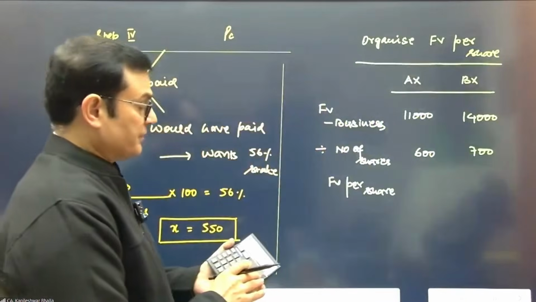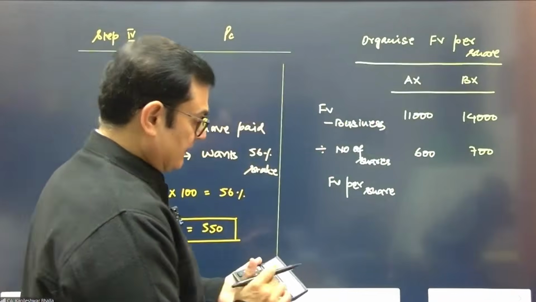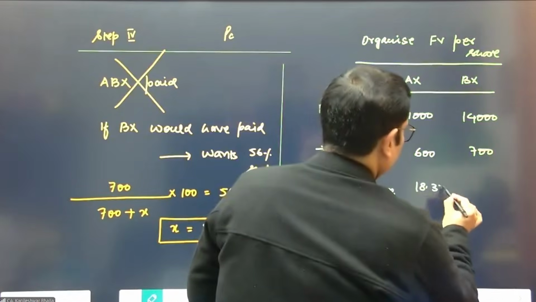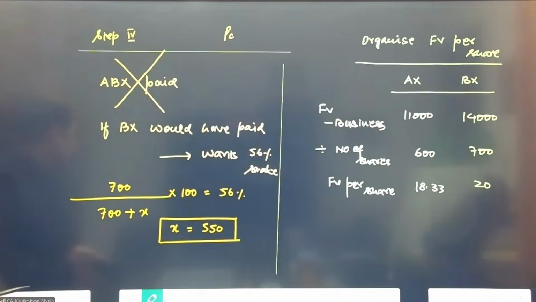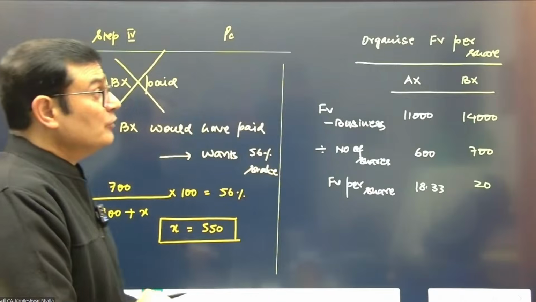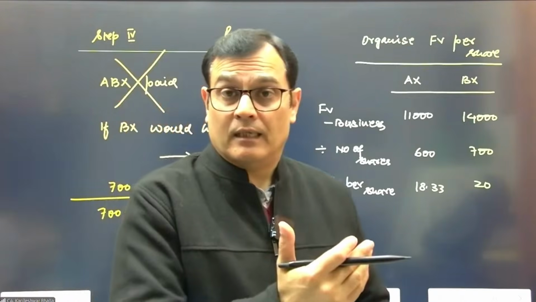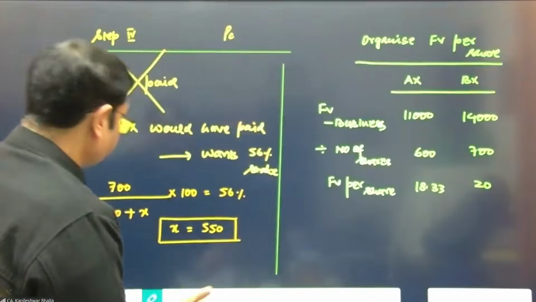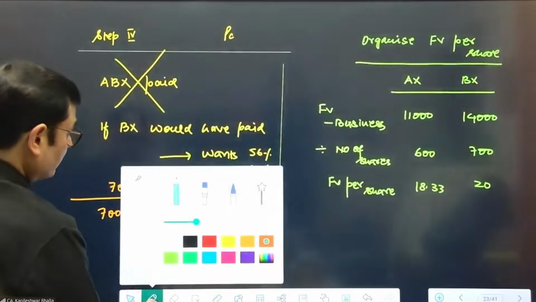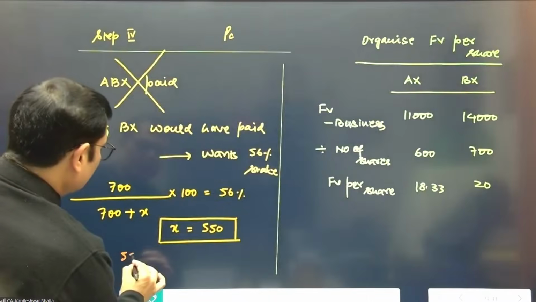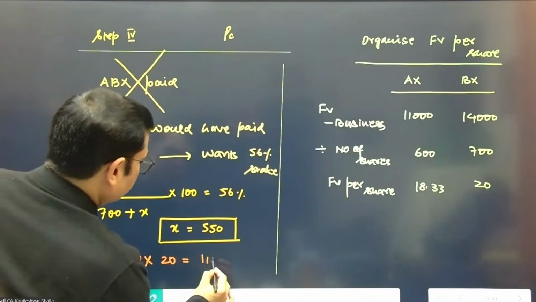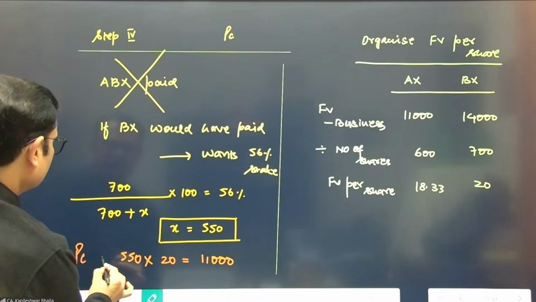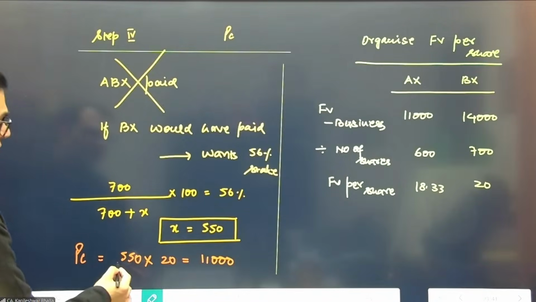Let's get the fair value of the shares. 11,000 by 600 comes to 18.33. And this comes to 20. So I've also organized the fair value of the shares of AX and BX. Now let's come back to the purchase consideration calculation. Can I say in this particular case BX would have issued 550 shares and the fair value of BX would have been 20. So the purchase consideration in this particular case works out at 11,000: 550 shares issued at the fair value of 20.